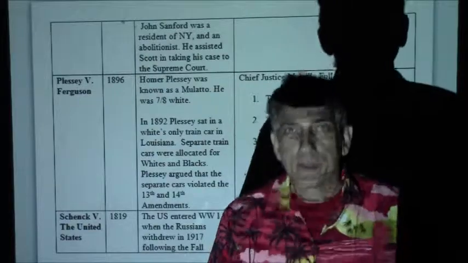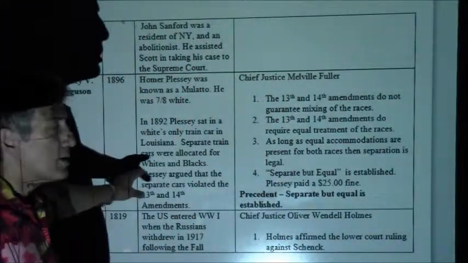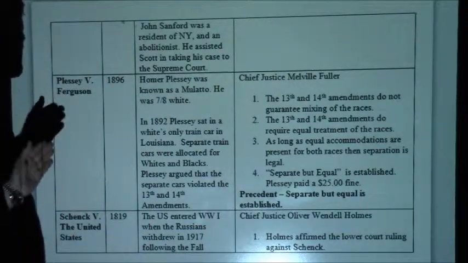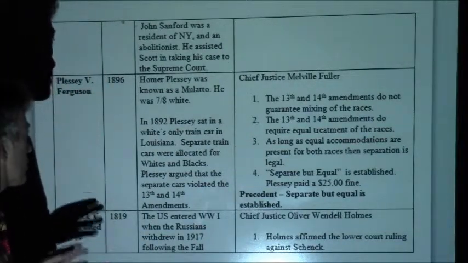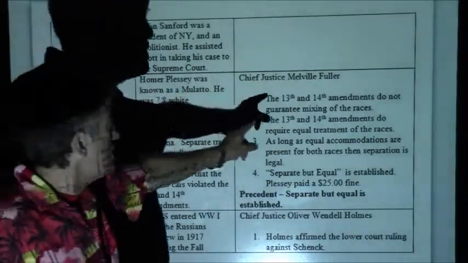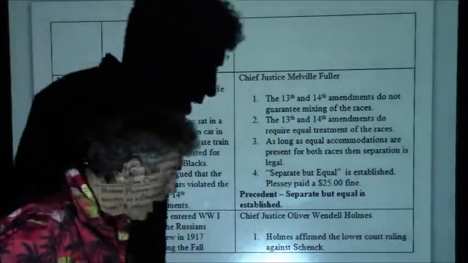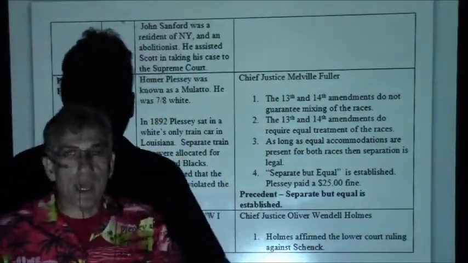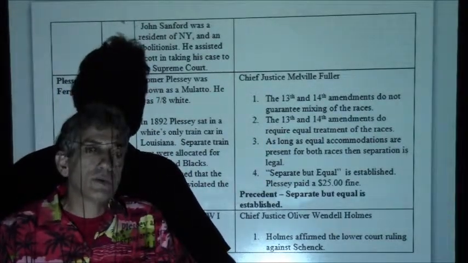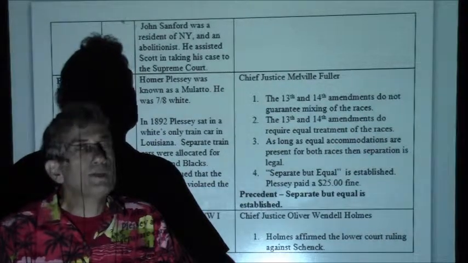So, nevertheless, Homer Plessy is arrested for sitting in a whites-only train car. And once again, Plessy is going to be the plaintiff, Ferguson is going to be the defendant. It's going to work its way through the court system starting back in 1892. And in 1896, we end up with Chief Justice Melville Fuller. And it probably would have been, as in the Dred Scott case, the right thing to do to turn around and say, no, this is ridiculous. Separate train cars are kind of ridiculous. But he went a different way.